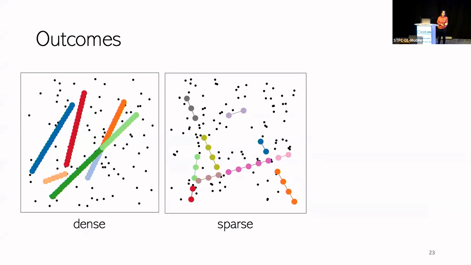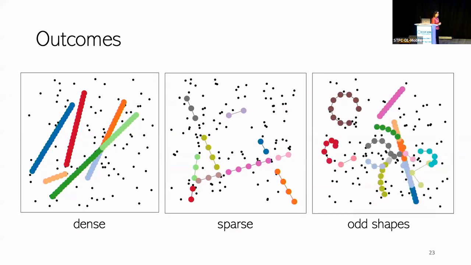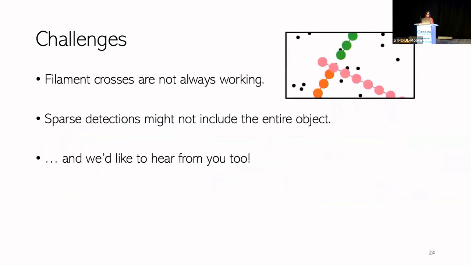But the most exciting thing is that with this optimizer, what we can actually do is find all of these odd shapes at the same time inside your data set, inside your image. So we care about filaments, but we care about curves and we care about lines. So with the same optimizer, without retraining, we can actually get all of these odd shapes and features from your detections.